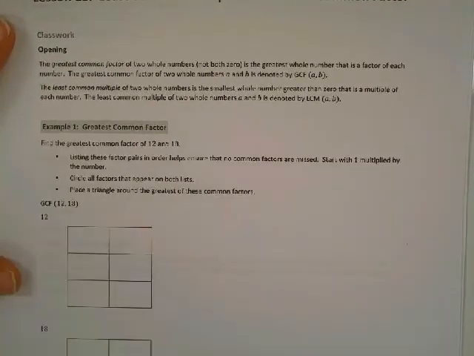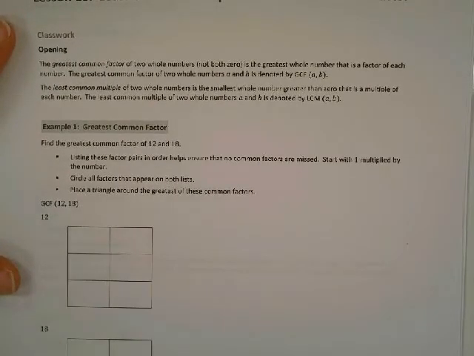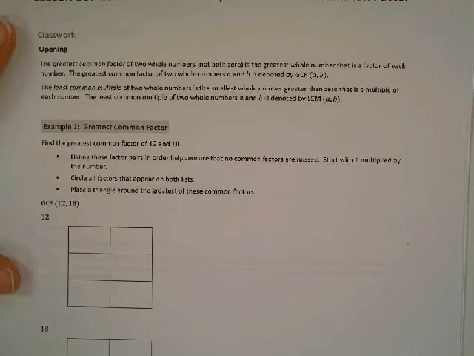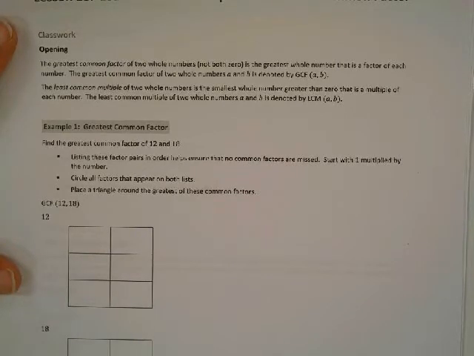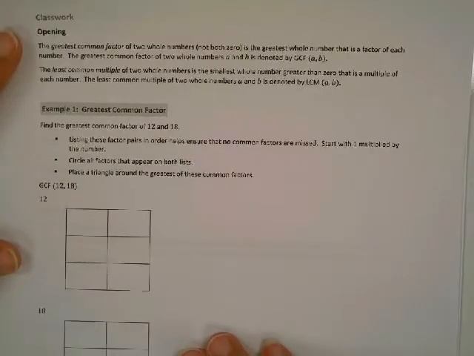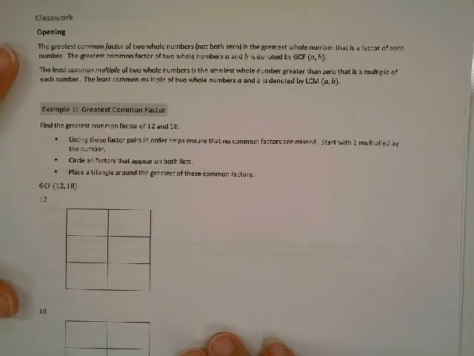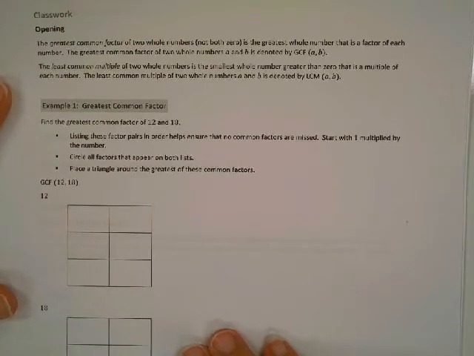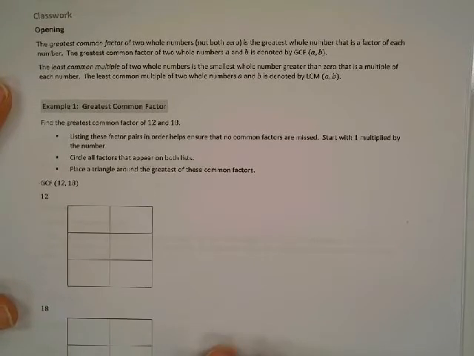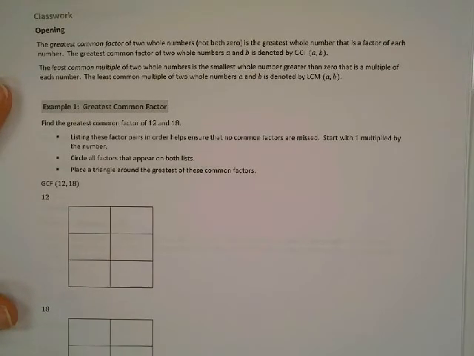The greatest common factor of two whole numbers, both not 0, is the greatest number that is a factor of each number. The greatest common factor of two whole numbers, A and B, is denoted as GCF(A, B). The least common multiple of two whole numbers is the smallest whole number greater than 0 that's a multiple of each number. The least common multiple of two whole numbers A and B is denoted by LCM(A, B).